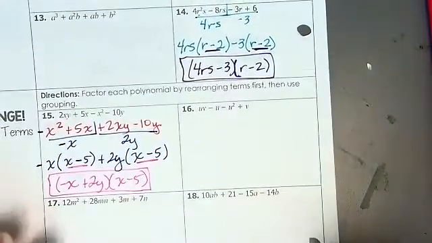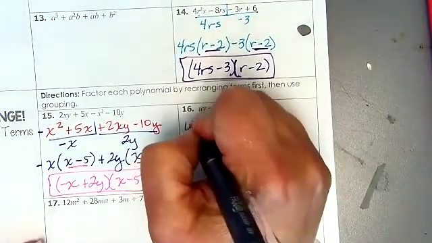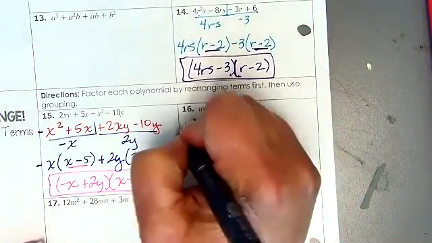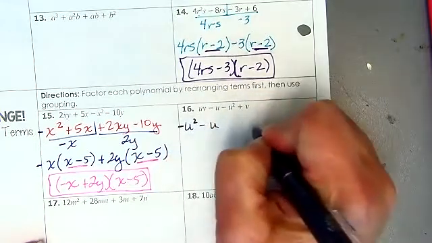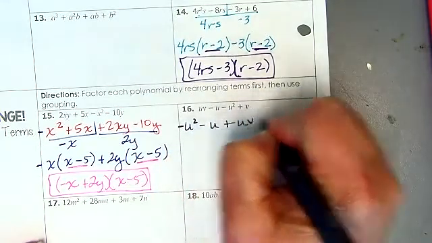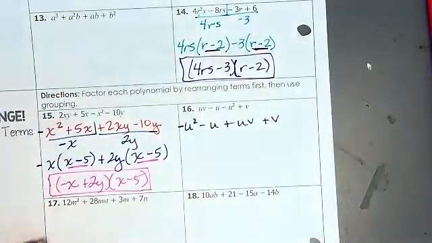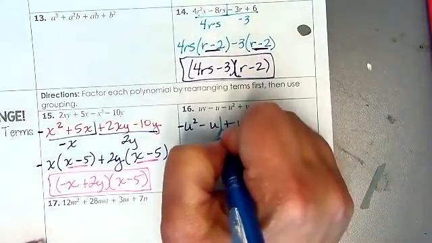Okay, last example. All right, again, I want to group them together. So I'm going to put u squared up. That's a negative u squared, I almost did it again. Negative u squared minus u plus uv plus v. And now we split it up.